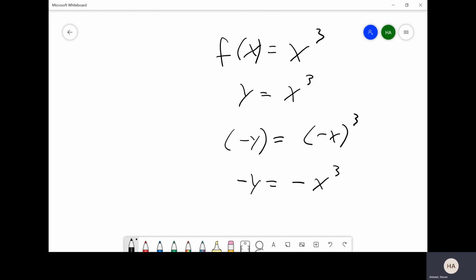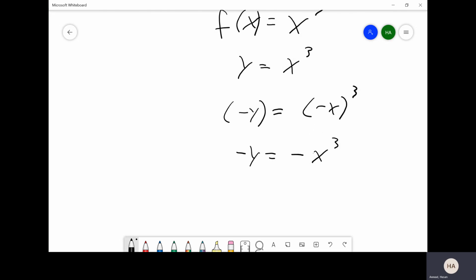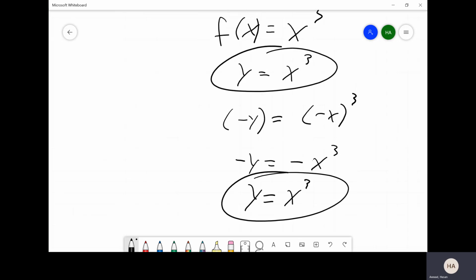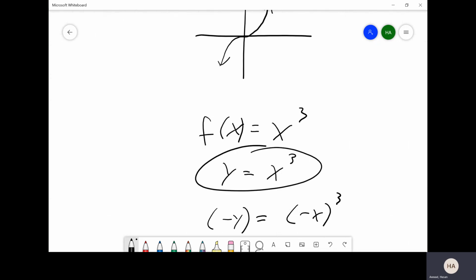But what can we do here? If we have a negative y is equal to negative x cubed, we know that we can just cancel the negatives, right? We multiply both sides by -1 or divide both sides by -1, however you want to consider it. And we still end up with y is equal to x cubed, right? So notice we get the same thing by plugging in the negative versions of y and x as we do by just having the original equation. And that was our test going back to see if something was symmetric about the origin.